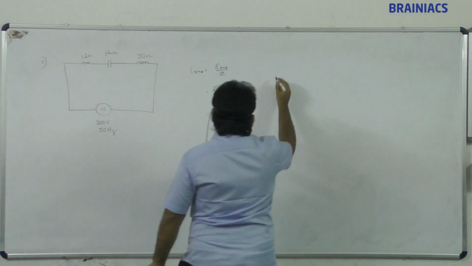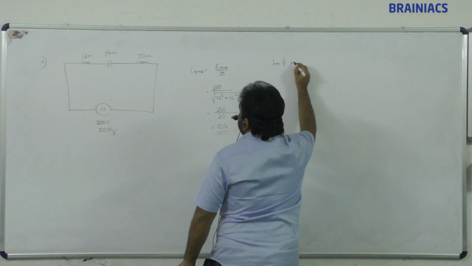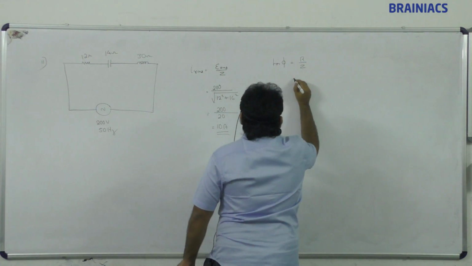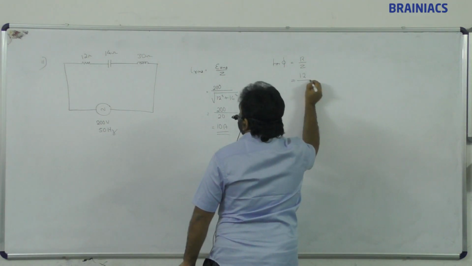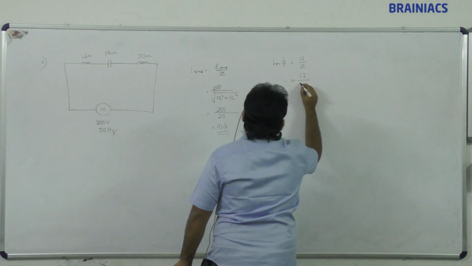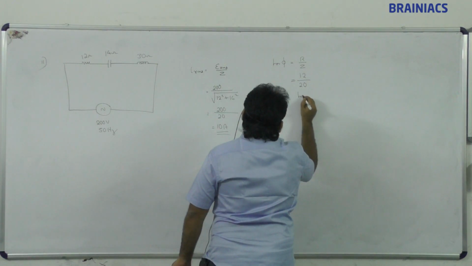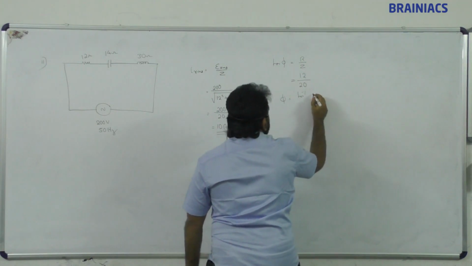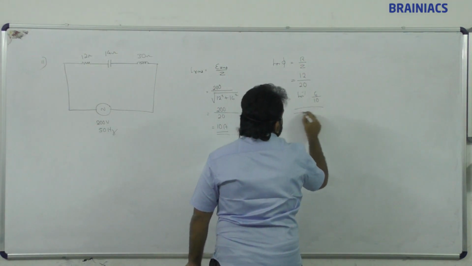Okay, phase difference between current and voltage, tan phi is equal to what? R by Z. So 12 by Z, which is 20. So phi is equal to tan inverse of 6 by 10.